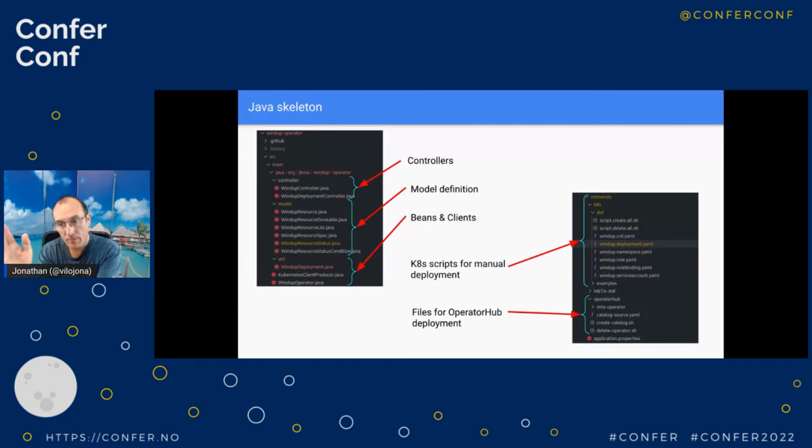And for the YAML, well, we have several resources. So we have some for manual deployment. So every time that you want to deploy all the operator and everything, well, you need those YAMLs. And then we have another files that we will use when we deploy our operator into Operator Hub. There is a platform, a marketplace, where users can simply install from there.